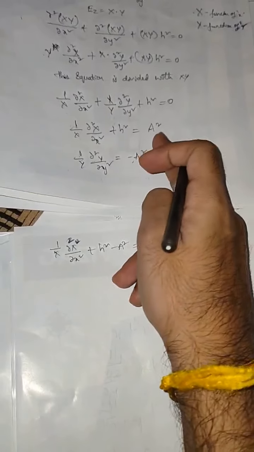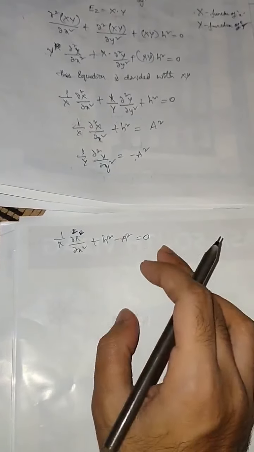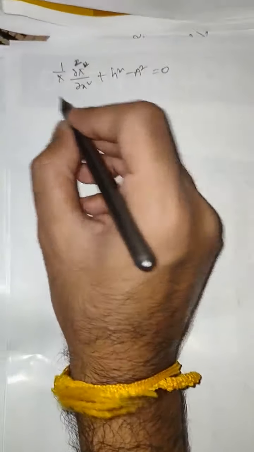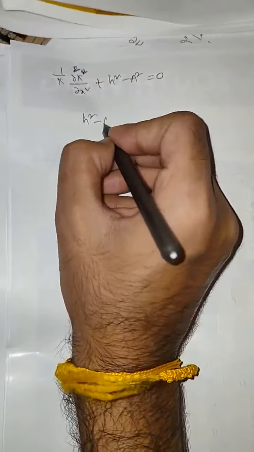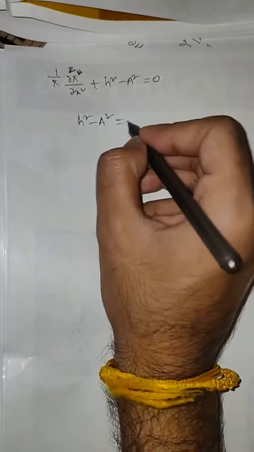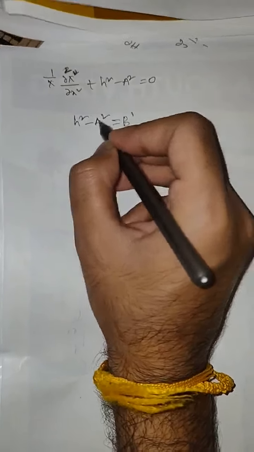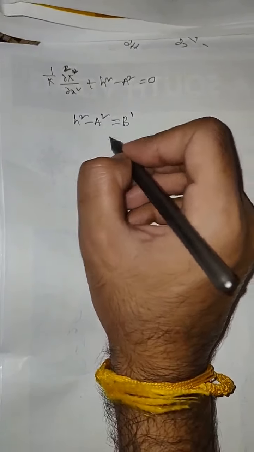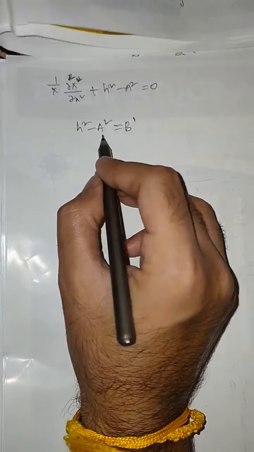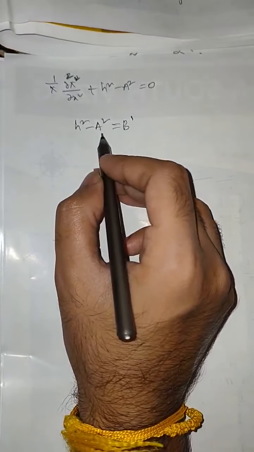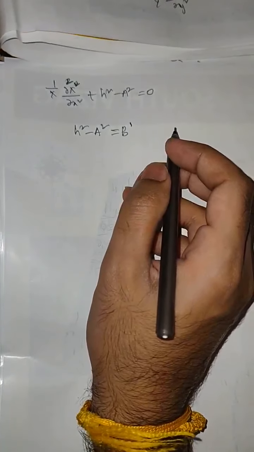So this equation, a square can be written to the left side, so this equation can be changed in terms of this equation. Okay, now we will derive this particular equation. So we are taking h square and a square as constant, so h square minus a square is also taken as constant, so this can be written as b. Okay, so h square minus a square is equal to b.